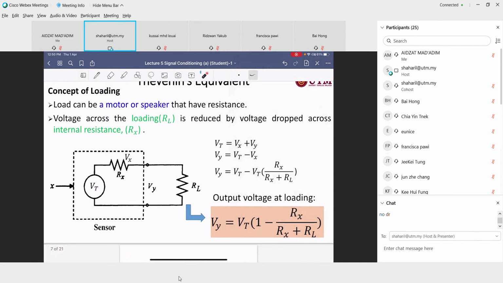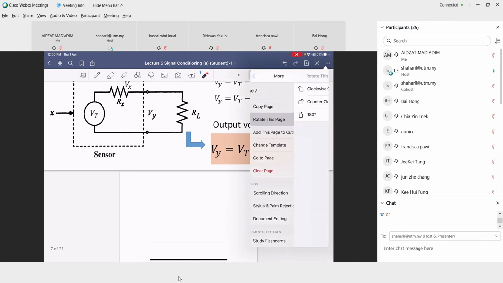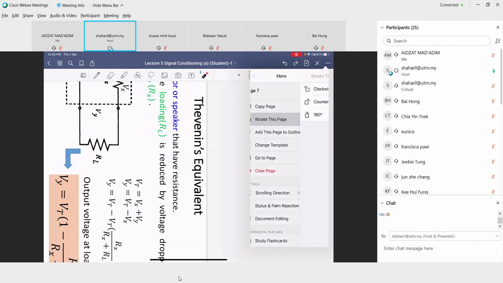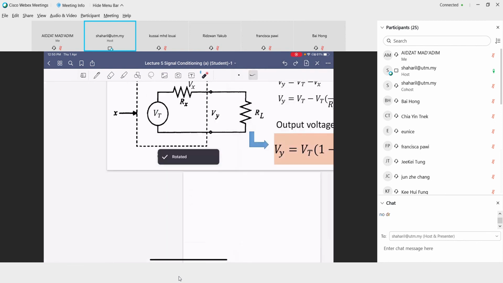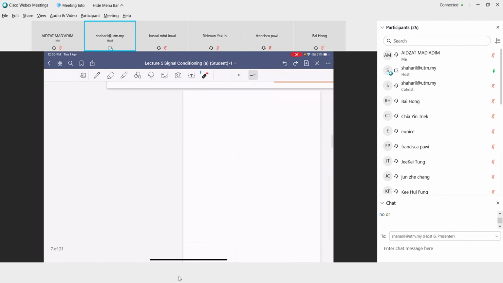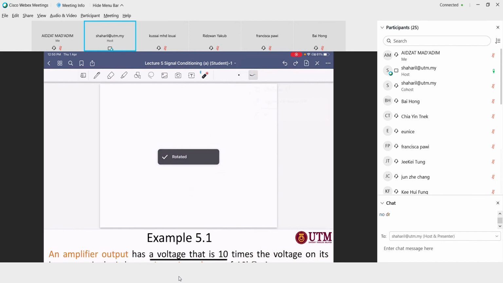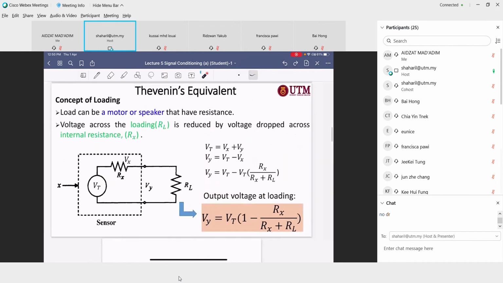So next one, rotate this space clockwise. How to do that? Rotate this space counterclockwise. Rotate this space clockwise. Okay.